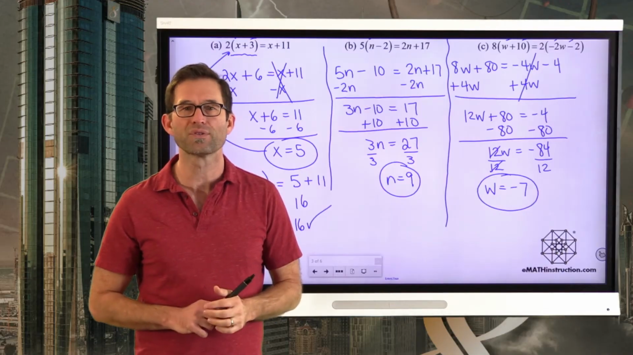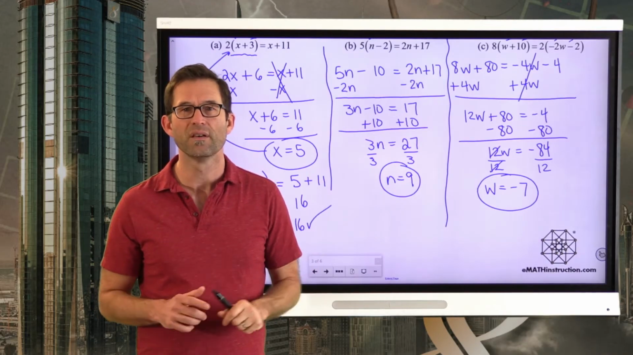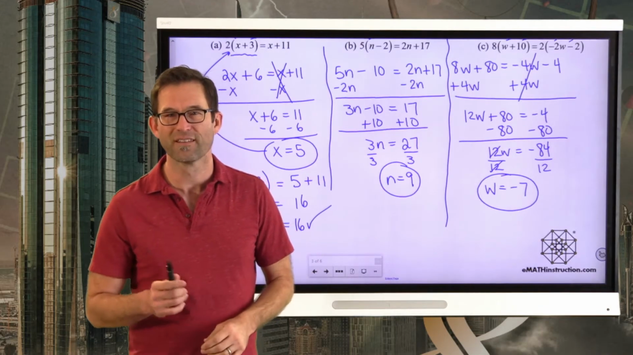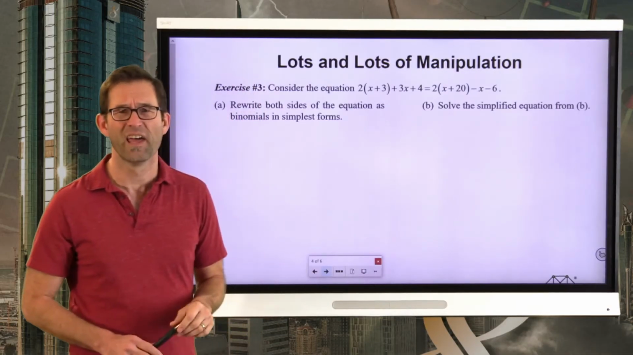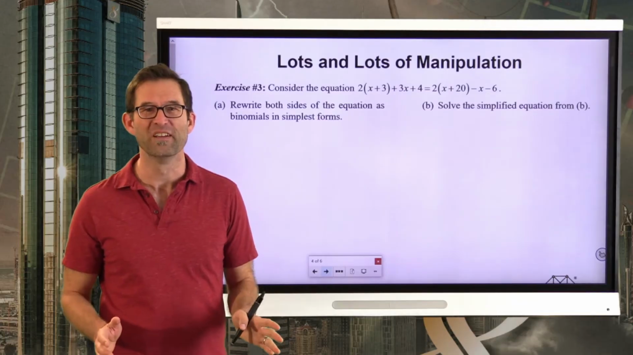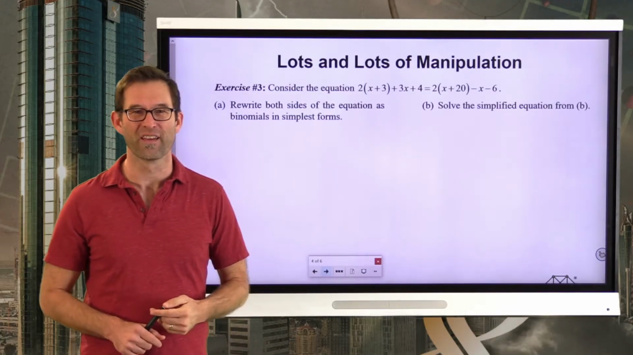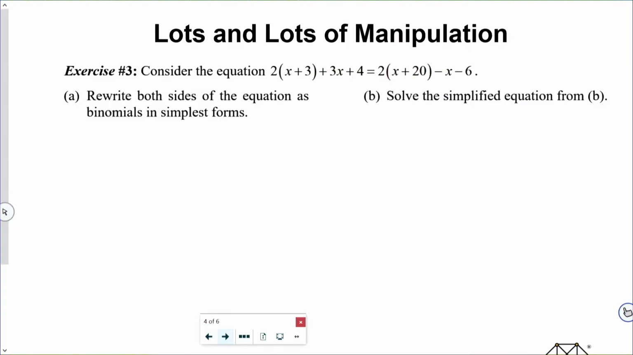And that's important to understand because what we do next is going to be a bit of a beast. Let's take a look. Lots and lots of manipulation. Let's take a look at exercise number 3 together. Consider the equation 2 times the quantity x plus 3 plus 3x plus 4 equals 2 times the quantity x plus 20 minus x minus 6.